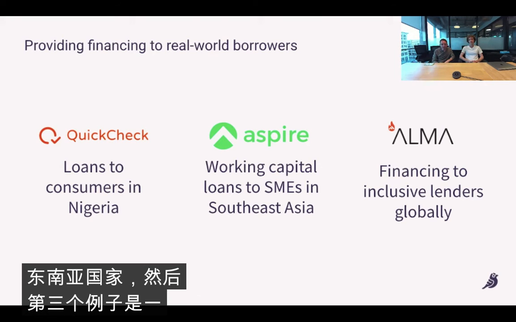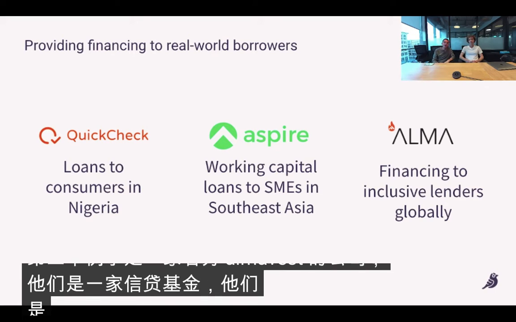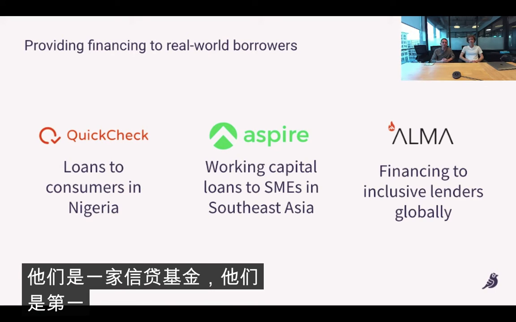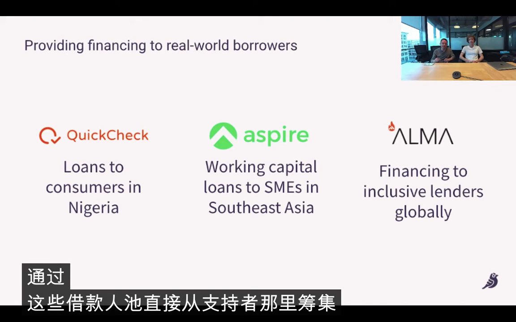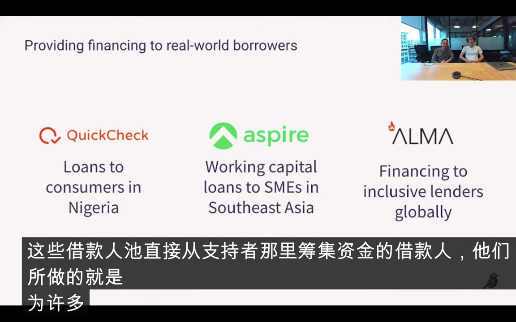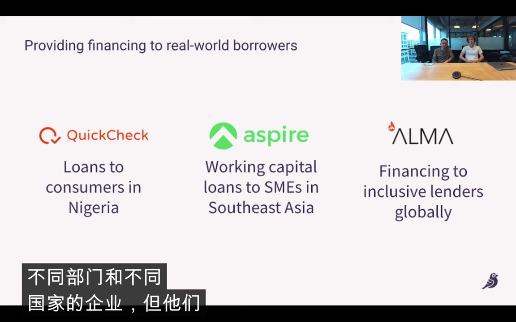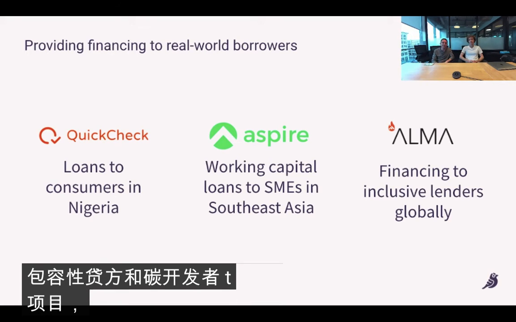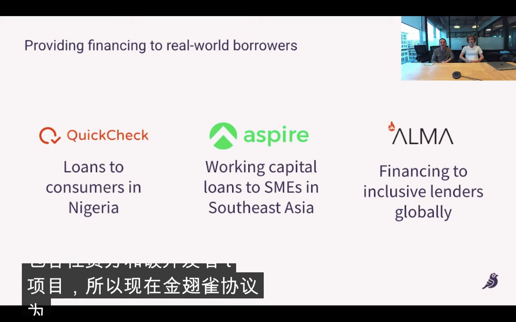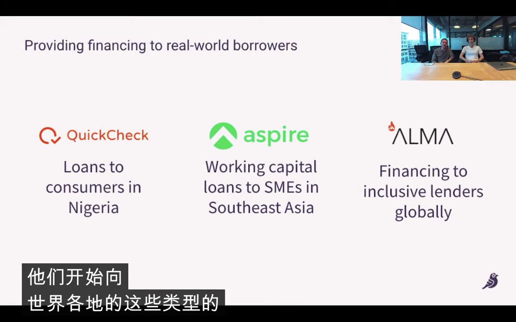And then the third example is a company called AlmaVest. They are a credit fund, and they are the first borrower to raise capital directly from the backers through one of these borrower pools. And what they do is they provide financing to a number of businesses in different sectors and different countries, but they focus specifically on inclusive lenders and carbon development projects. So now the Goldfinch protocol has provided capital to them, and they are starting to make loans to these types of businesses all around the world.